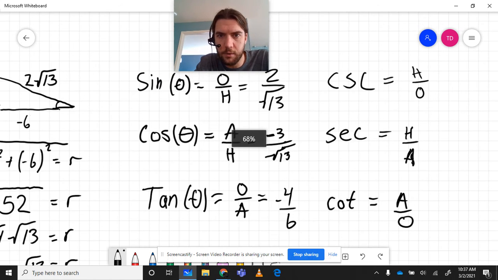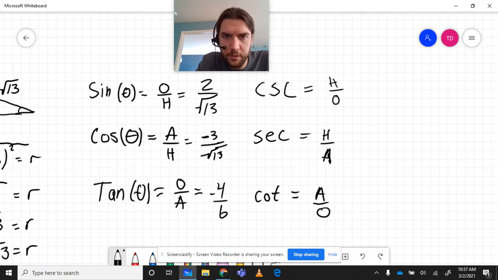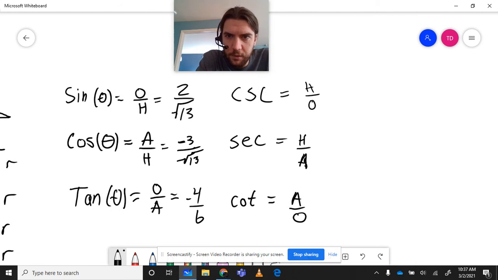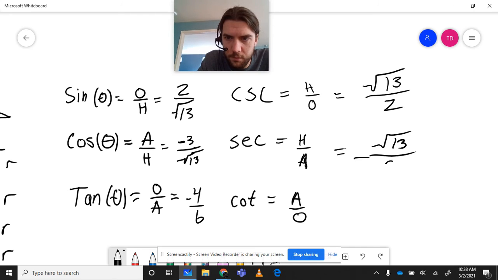Flipping these over, we are going to get root 13 over 2. Root 13 over -3. And 6 over -4.